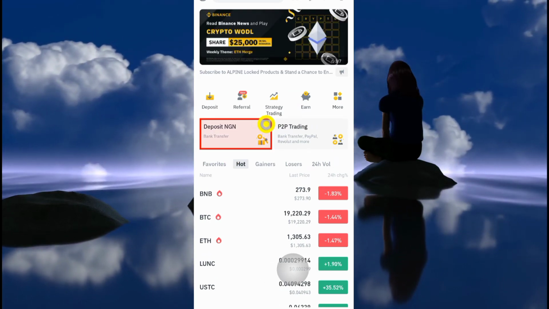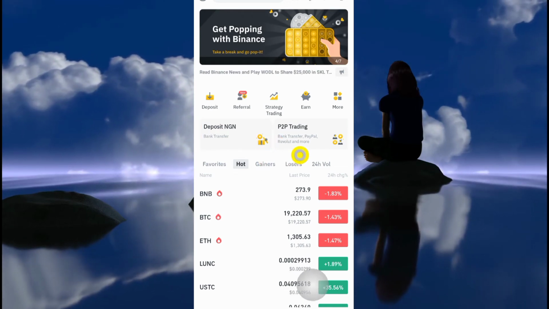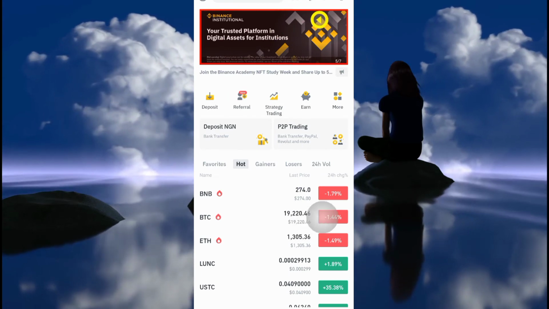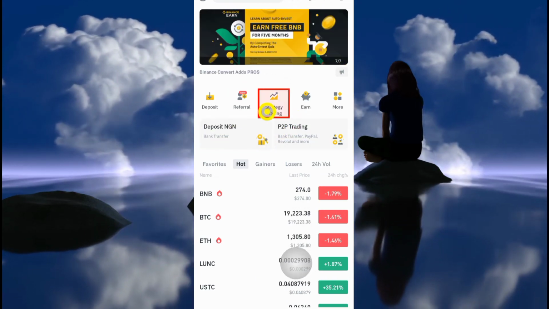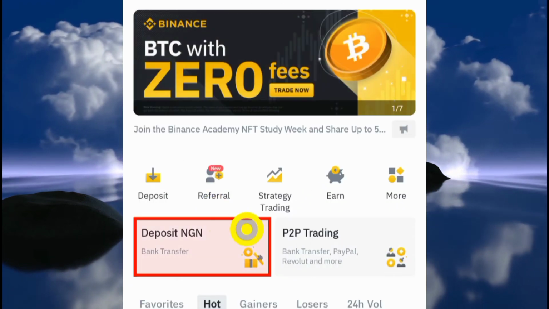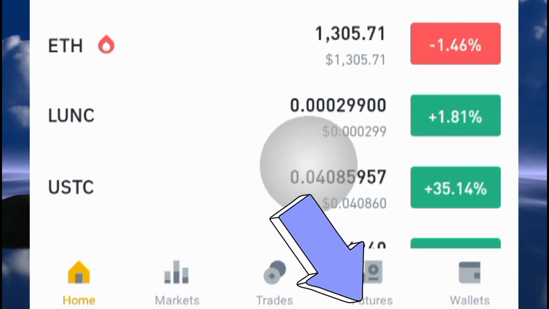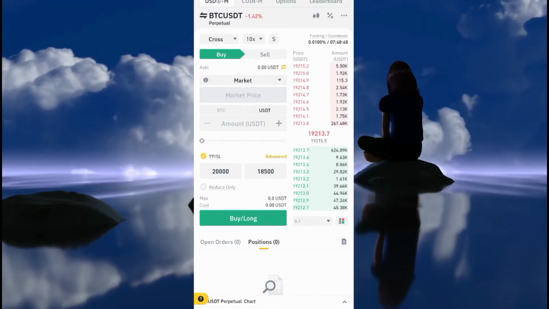Once you've signed up on Binance using the link in the description of this video, you would go ahead and download the Binance mobile app. I'm going to be showing this on the Binance mobile app. Once you've downloaded the app and logged in, the app is going to look like this. Come down to the bottom of the app, and you're going to see where it says futures. Click on it, and that's going to bring you here.